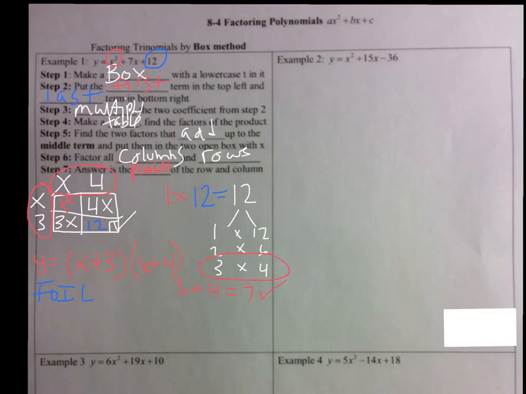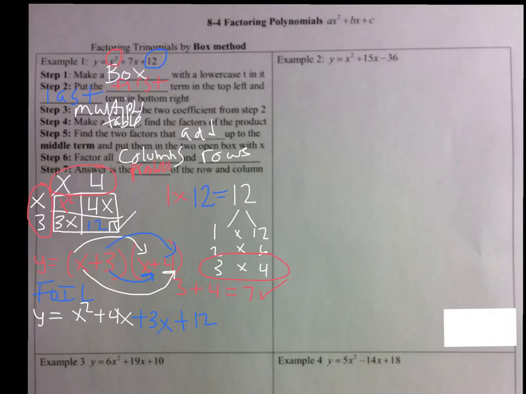So again, what I mean by that is multiply the first, x times x. So we have y is equal to x squared. And then multiply the outer, x times 4. That is 4x. Then multiply the inner, 3 times x, which is 3x. And last, 3 times 4, which is 12.